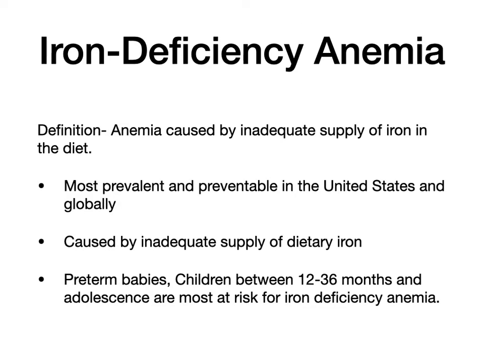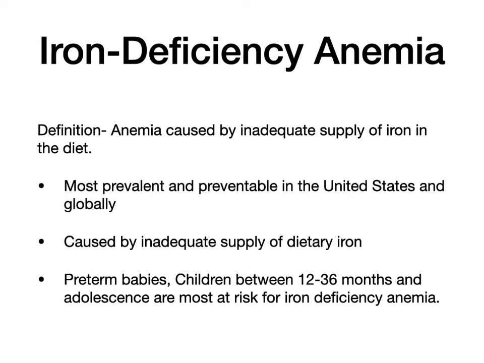Iron deficiency anemia is caused by inadequate supply of iron in the diet. It is the most prevalent and preventable in the United States and globally, and it is caused by inadequate supply of dietary iron. The most people at risk are preterm babies, children between 12 to 36 months, and adolescents.